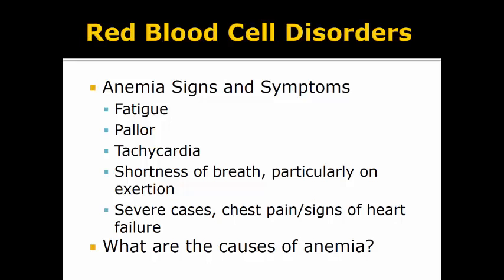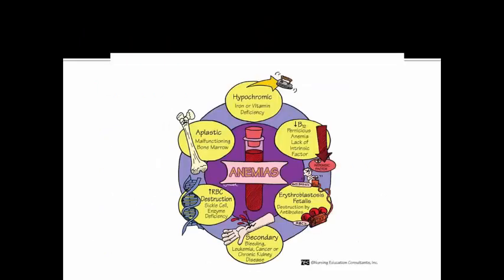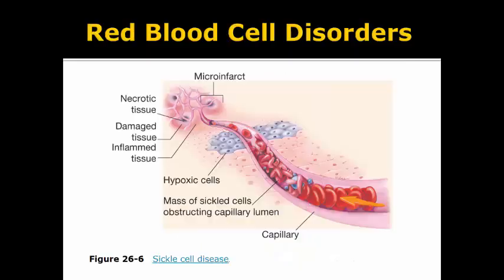So the different causes of anemia, there's several different ones. You've got hypochromic, which is just an iron or vitamin deficiency. You may have a pernicious anemia, and this is where you have low levels of B12. You may have erythroblastosis, and this is where your antibodies are destroying your red blood cells. You may have a secondary anemia, like bleeding, leukemia, cancer, chronic kidney disease, whatever reason you don't have enough red blood cells. You may have increased red blood cell destruction due to sickle cell or an enzyme deficiency, or you could have what they call aplastic anemia, where your bone marrow is malfunctioning and not producing red blood cells as it is supposed to.